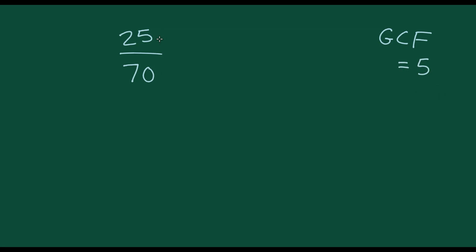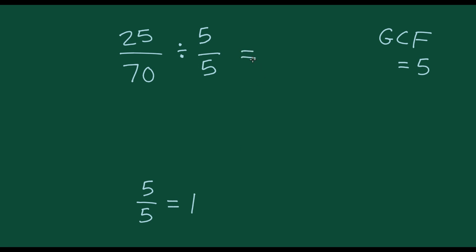So to simplify this fraction, let's divide the top and the bottom by 5 over 5. 5 over 5, what is that? Well, any number over itself is equal to 1. Correct? So we said any number times 1 equals itself, and any number divided by 1 equals itself. So this right here, 5 over 5, this is 1. So we're doing 25 over 70 divided by 1.